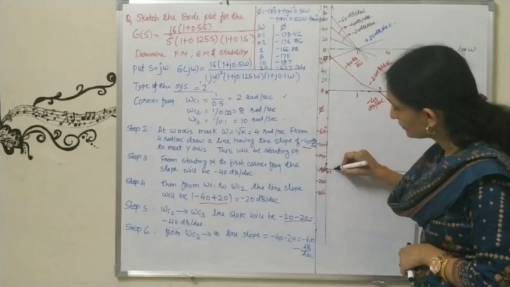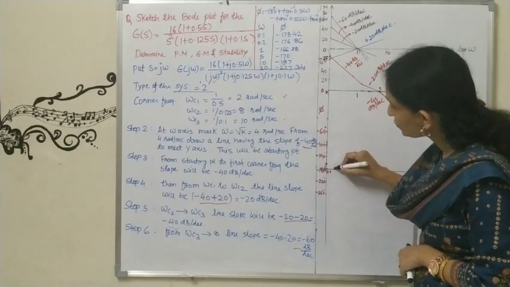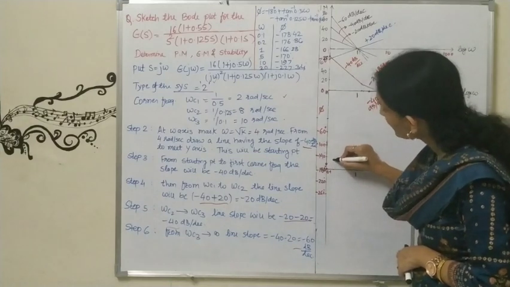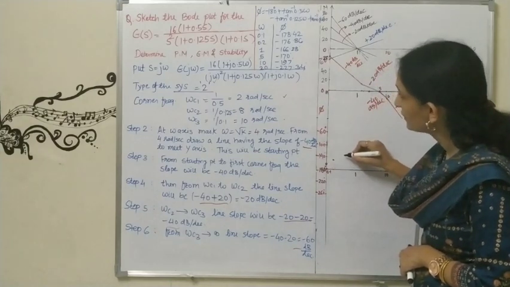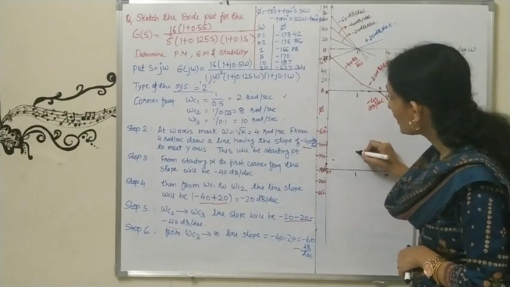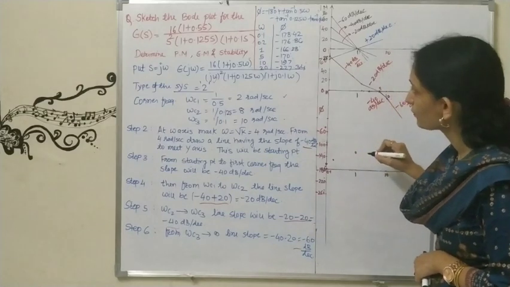0.2 is the second vertical line after 0.1, so this is actually minus 178. Next is minus 176.86. Then at omega equal to 1, this is minus 166.28. So I am showing minus 166.28.